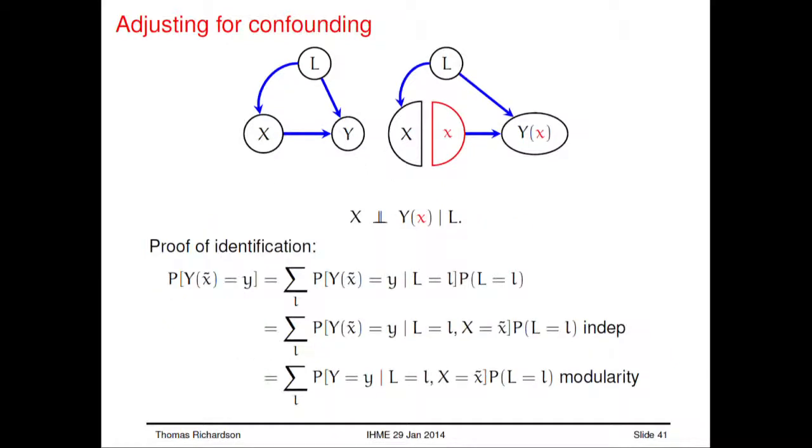Okay, so here's the proof of that. This is what we're interested in. We go to our graph over here. We say, okay, exactly as you were saying, that's identified by taking P of y given L and P of L. That's what this graph tells us, that this is the joint distribution over y of x and L. And then by independence, I can put x in there, and then I can get from here to here by modularity, and I've then shown that this distribution that I was interested in is identified.